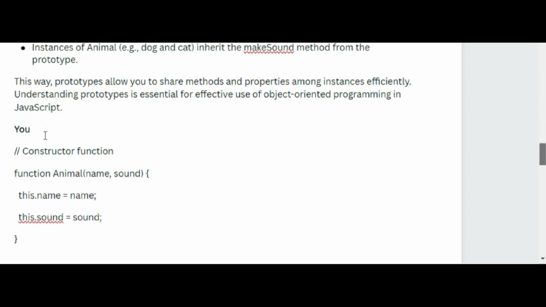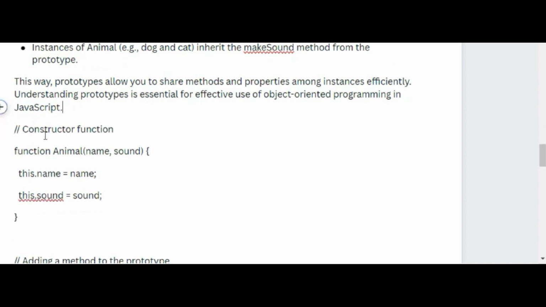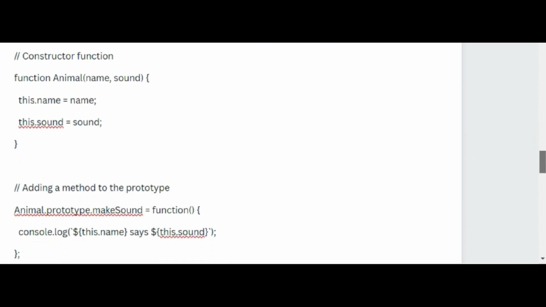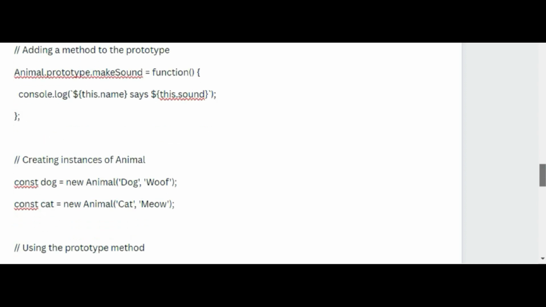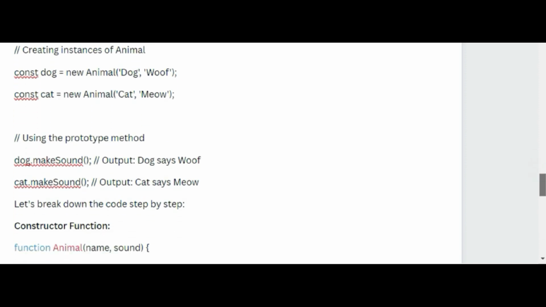Constructor function Animal(name, sound): this.name = name; this.sound = sound. Adding a method to the prototype: Animal.prototype.makeSound = function: console.log(`${this.name} says ${this.sound}`). Creating instances of Animal: const dog = new Animal('dog', 'woof'); const cat = new Animal('cat', 'meow'). Using the prototype method, dog.makeSound() outputs dog says woof, and cat.makeSound() outputs cat says meow.